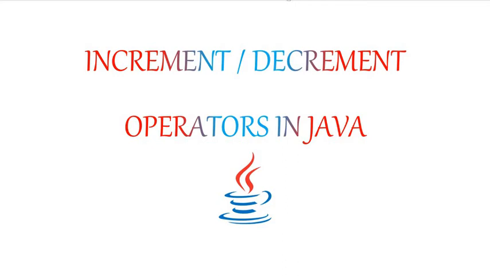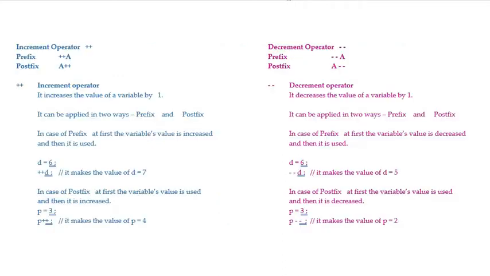Increment decrement operators in Java. What are increment decrement operators? They are special operators that change the value of a variable by 1.